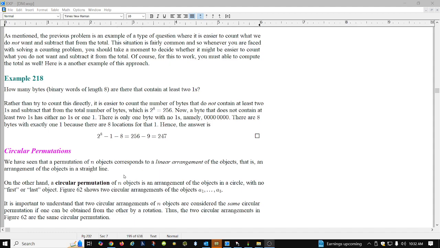Permutations of objects are ordered arrangements of those objects, but they're linear arrangements. They're arrangements in a line. Now, you could bend that line a little bit, but it's basically a linear arrangement. On the other hand, a circular permutation of n objects is an arrangement of the objects in a closed circle. And that means there's no first element and there's no last element, so it changes the counting.